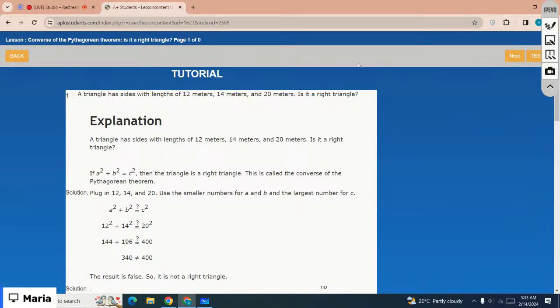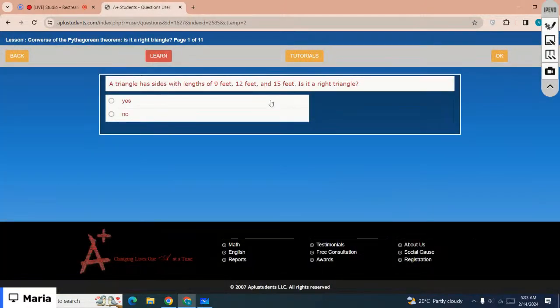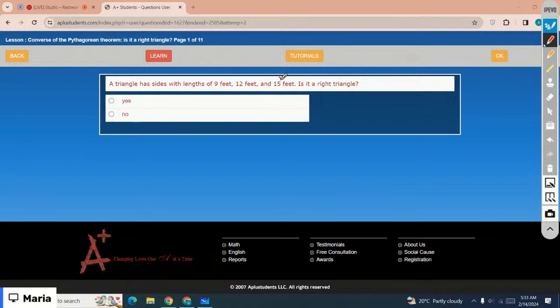Okay, let's just start with the test questions. So basically, you are given the measurements of a triangle, right? You just have to see if the given measurements are for a right angle triangle. A triangle has side lengths of 9 feet, 12 feet, and 15 feet. Is it a right angle triangle? So how do we confirm, right? The longest side is always the hypotenuse. So just use the formula c squared equals a squared plus b squared.